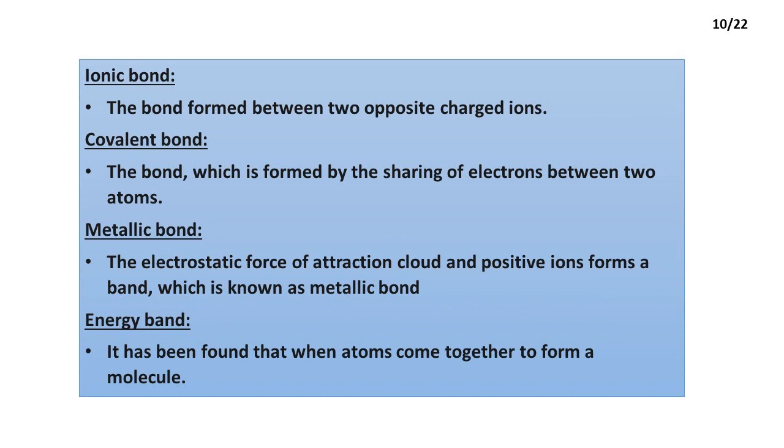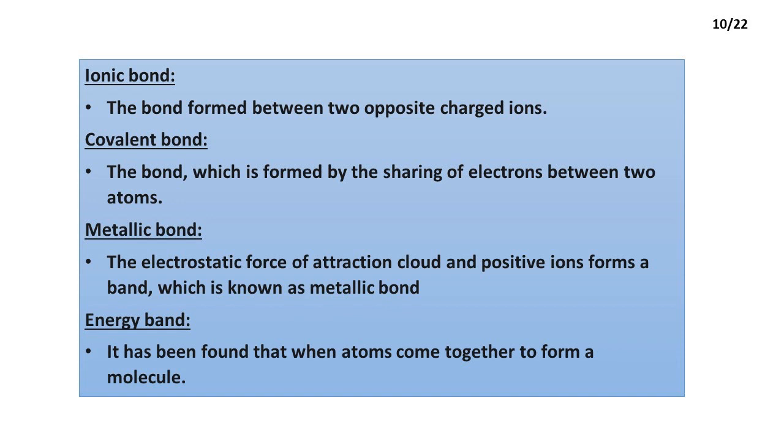Ionic bond. The bond formed between two oppositely charged ions. Covalent bond. The bond which is formed by the sharing of electrons between two atoms. Metallic bond. The electrostatic force of attraction between the electron cloud and positive ions forms a bond which is known as metallic bond.